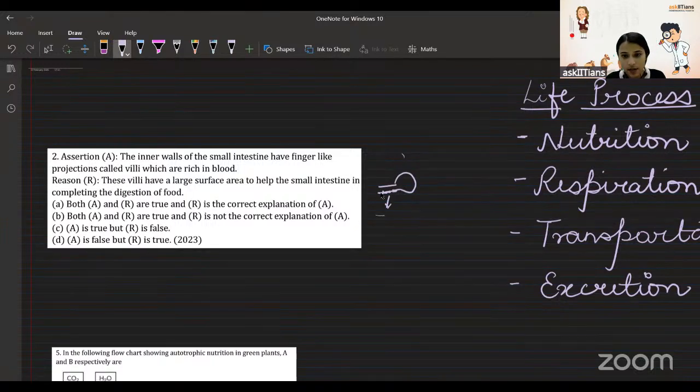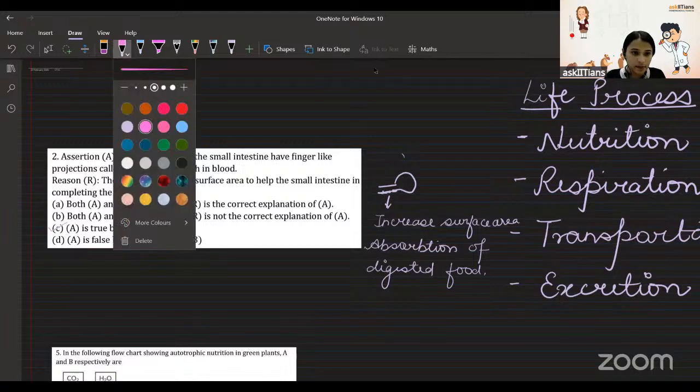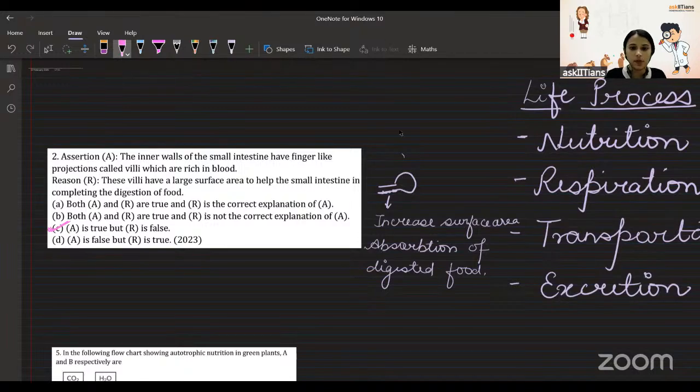Its role is to increase surface area for absorption of digested food, right? But in the reason statement, it is saying these villi have a larger surface area to help the small intestine in completing the digestion of food. No, villi have a role in the absorption of food. They have no role in digestion of food. So what will be your answer? C. Assertion is true, but reason is wrong, right? Okay. Now next question.